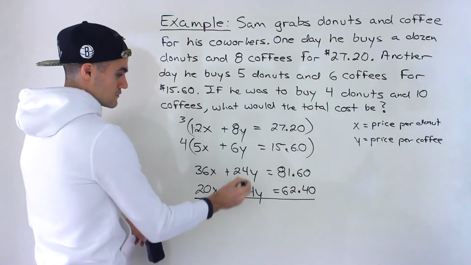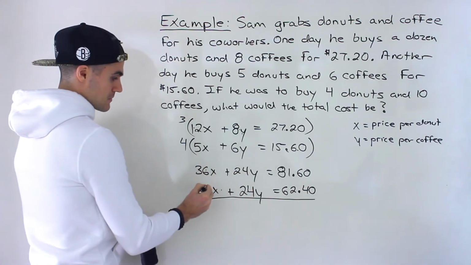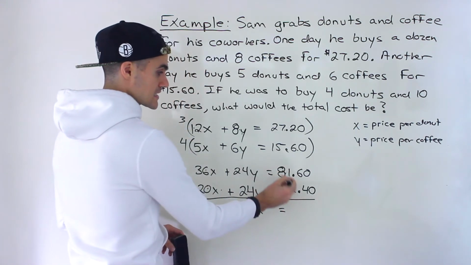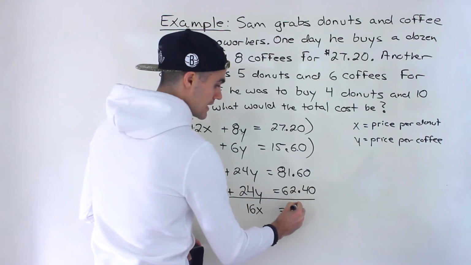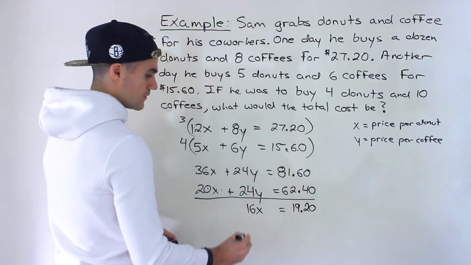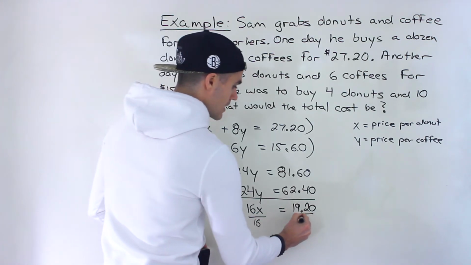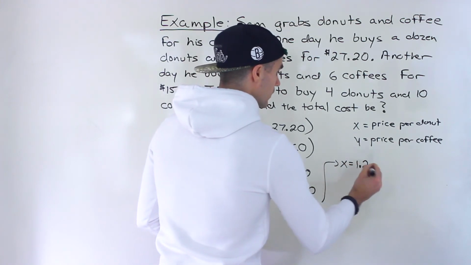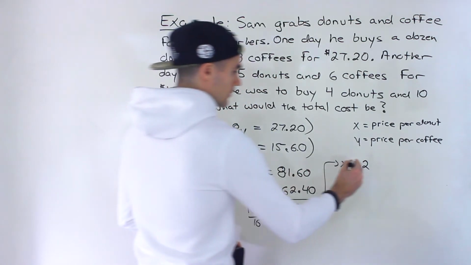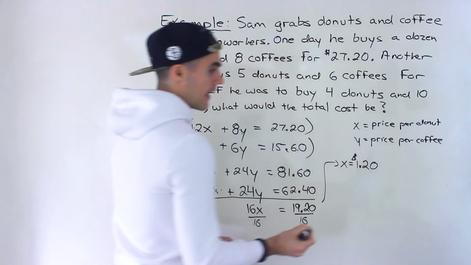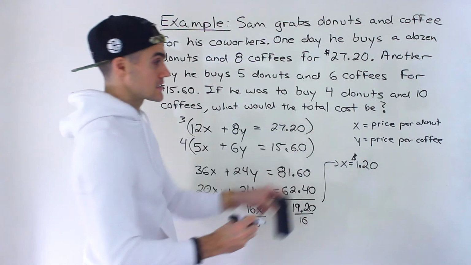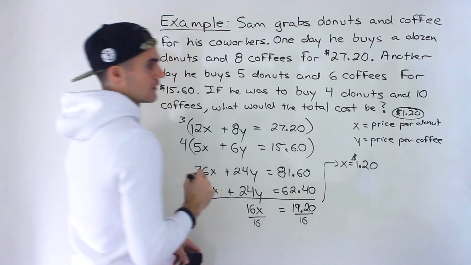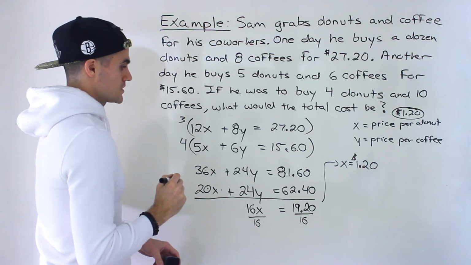So subtracting this from this, these cancel out. 36x minus 20x would give us 16x. And then we'll have 8160 minus 6240, which would give us 1920. And then divide both sides by 16. X would end up equaling 1.2. All right, so $1.20, that's the price per donut. Right? That's the x value that we solve for.